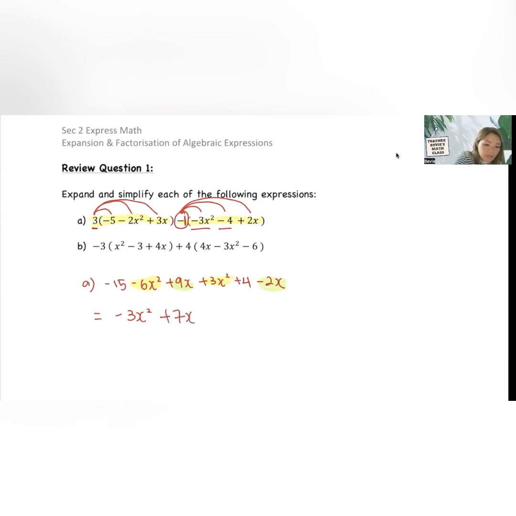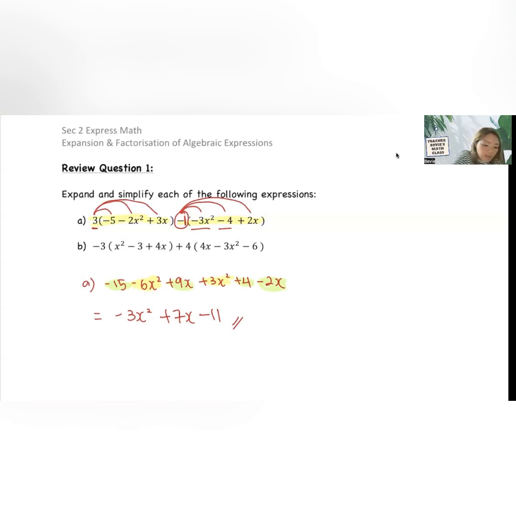And as for the last part, I have minus 15 and 4. And that gives me minus 11. So my final answer will be minus 3x squared plus 7x minus 11. Okay, let's just try one more example together.